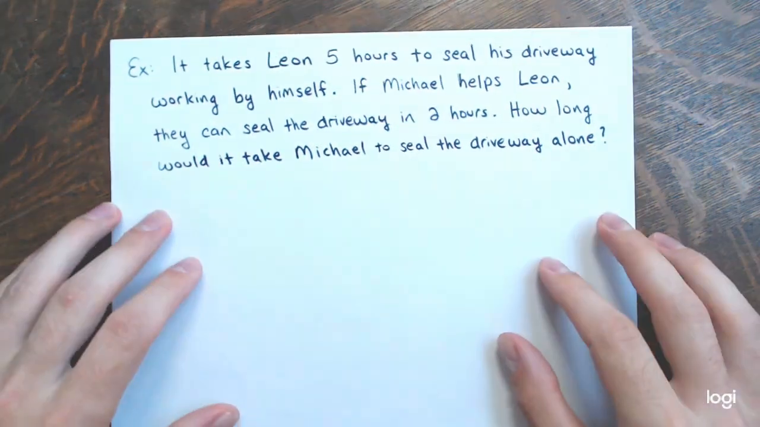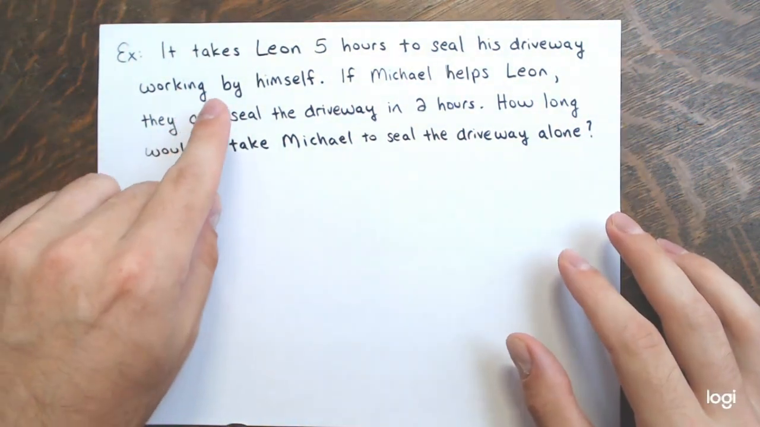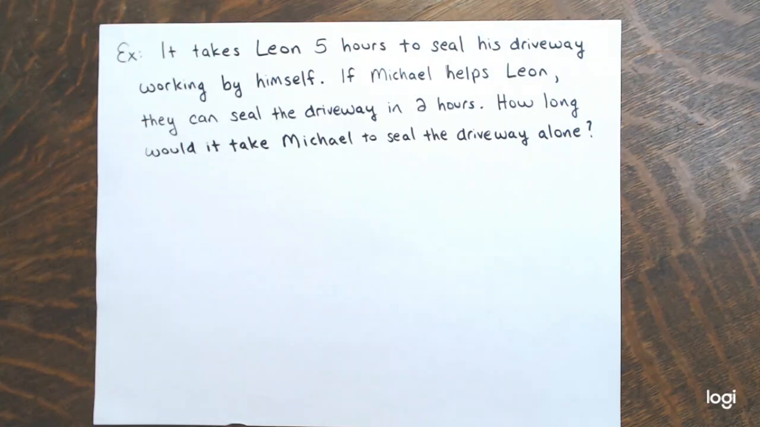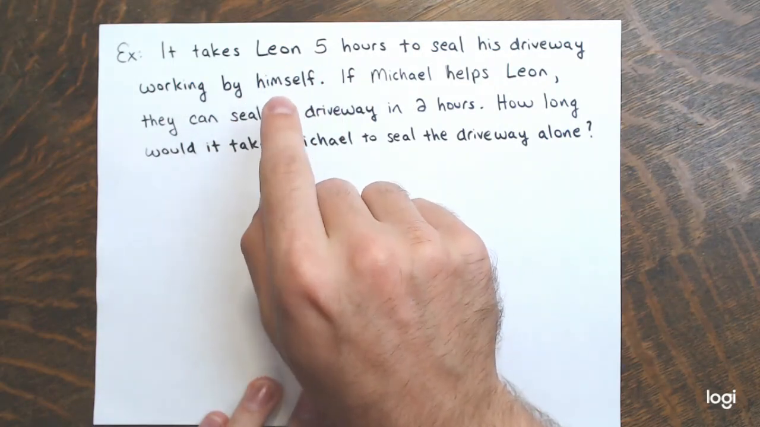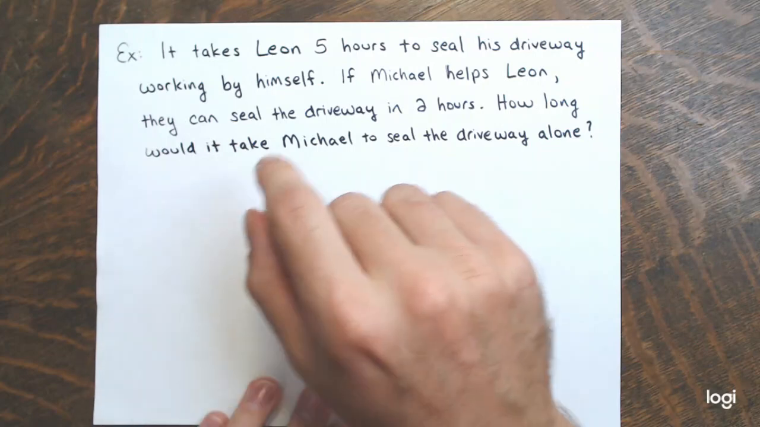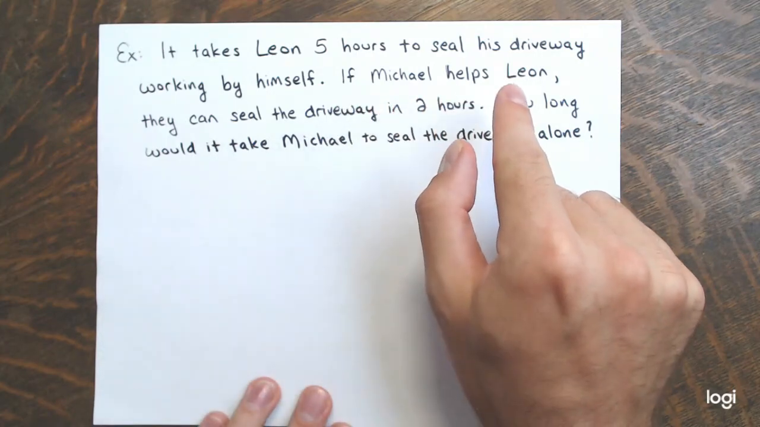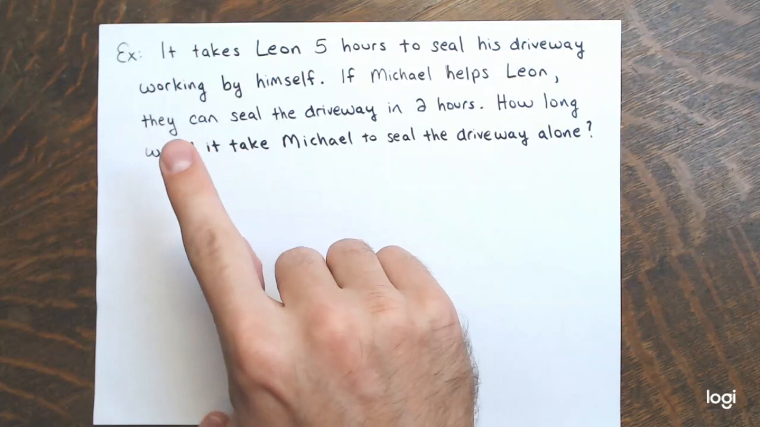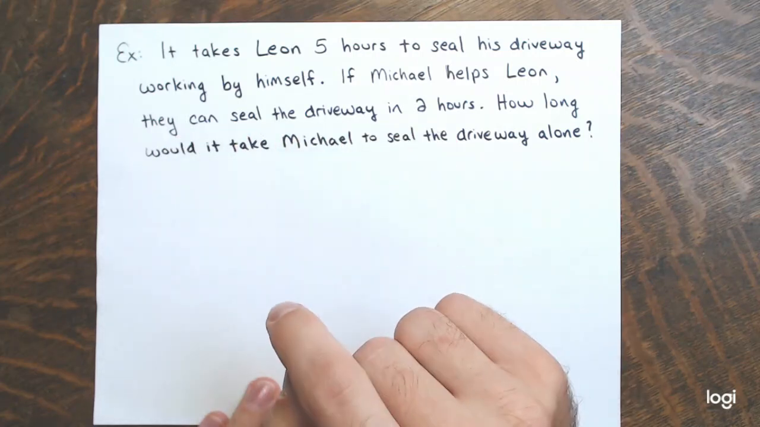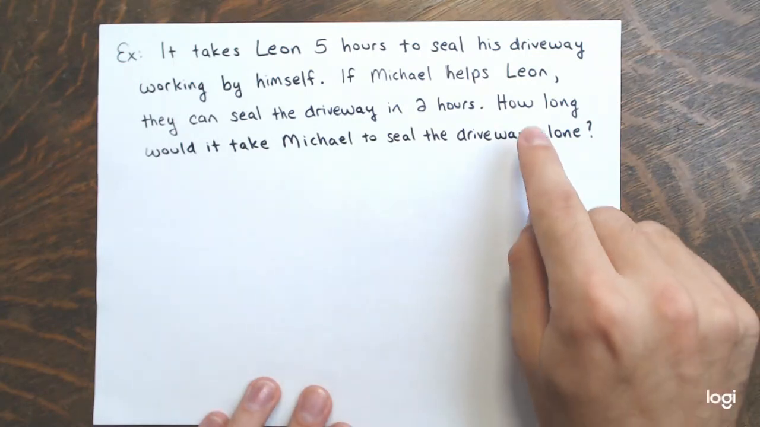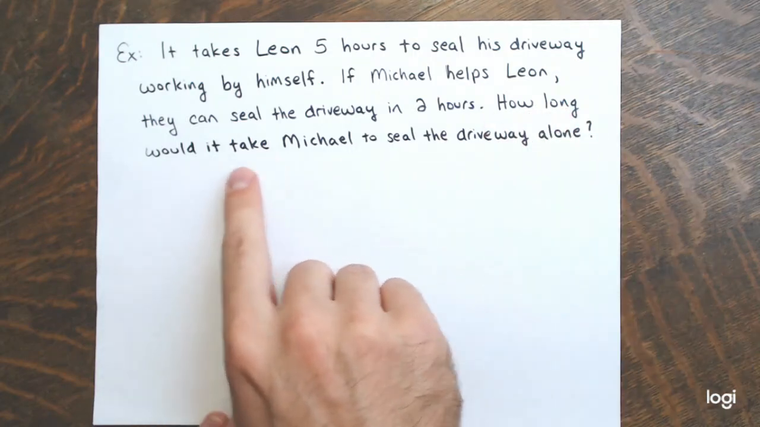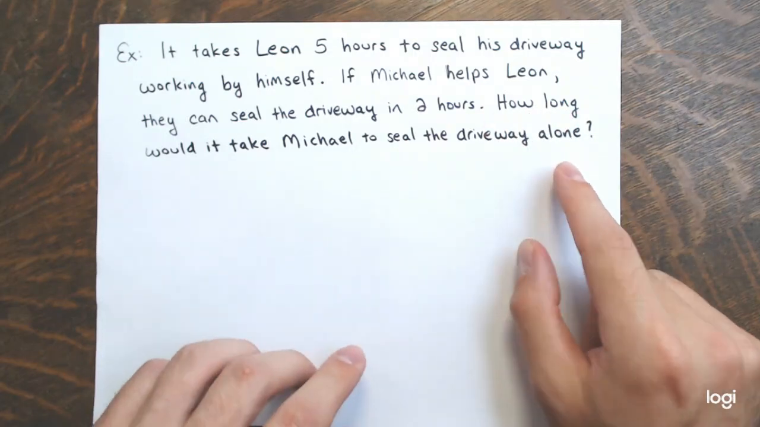I have this. It says it takes Leon, and you know he's a professional, 5 hours to seal his driveway working by himself. So Leon takes 5 hours to seal his driveway working by himself. If Michael helps Leon, so they work together, they can seal the driveway in 2 hours. So it takes them 2 hours to work on this thing, seal the driveway, finish the job together. Then the question becomes, how long would it take Michael to seal the driveway alone, by himself?